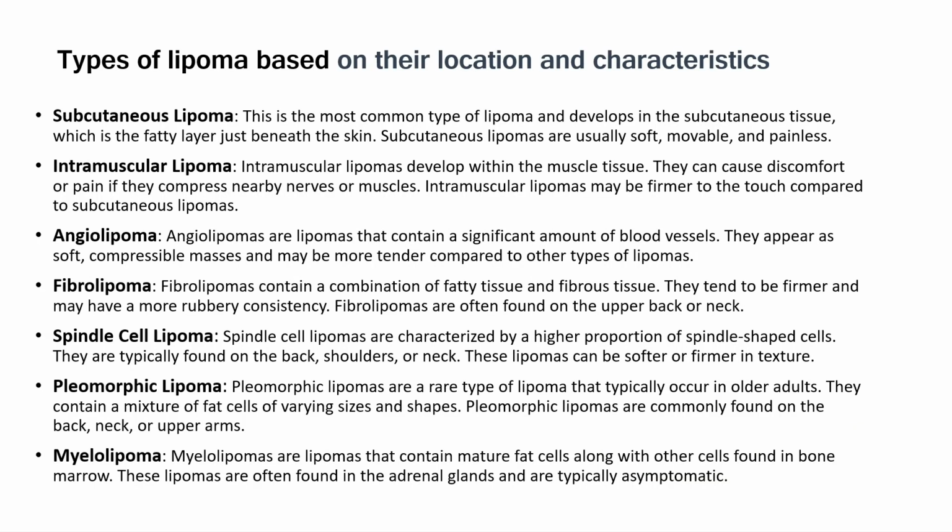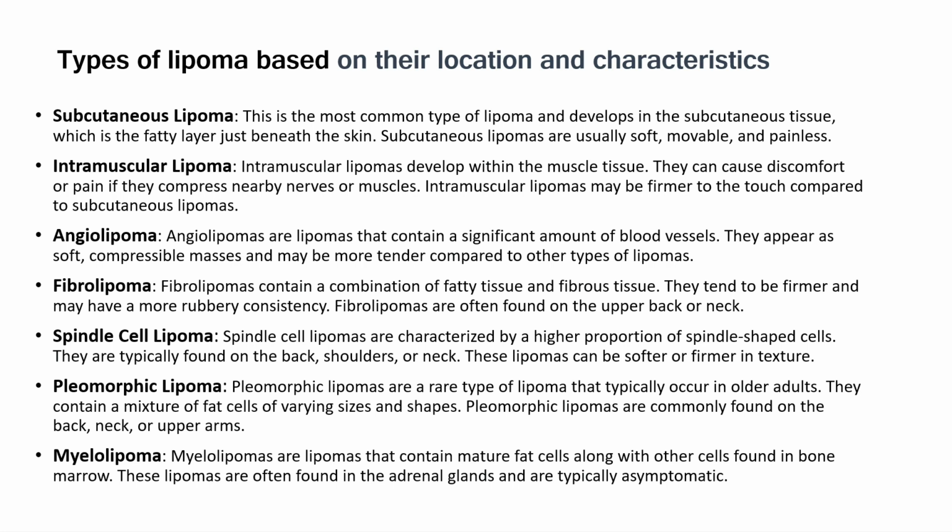Types of lipoma based on the location and characteristics. Subcutaneous lipoma. This is the most common type of lipoma and develops in the subcutaneous tissue, which is the fatty layer just beneath the skin. Subcutaneous lipomas are usually soft, movable, and painless. Intramuscular lipomas develop within the muscle tissue. They can cause discomfort or pain if they compress nearby nerves or muscles. Intramuscular lipomas may be firmer to the touch compared to the subcutaneous lipomas.